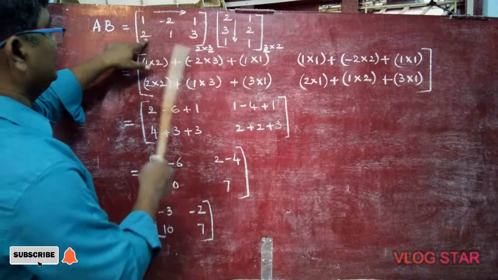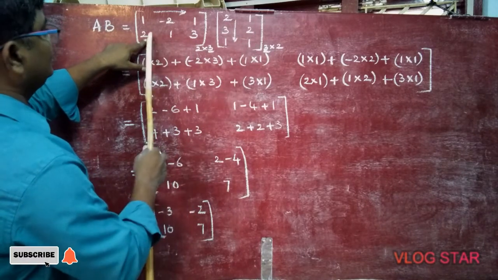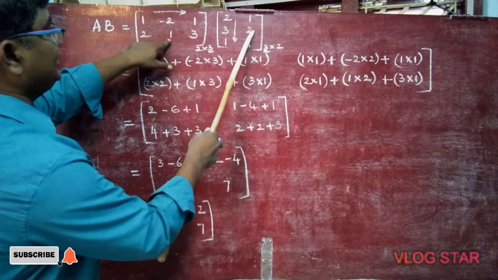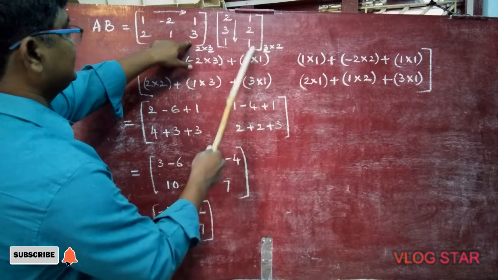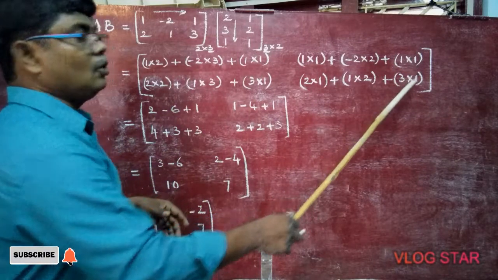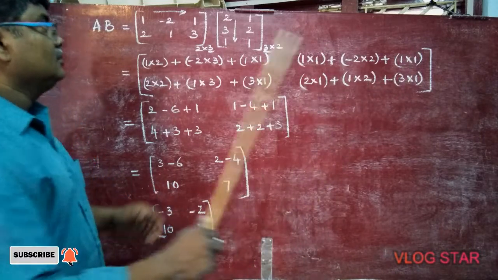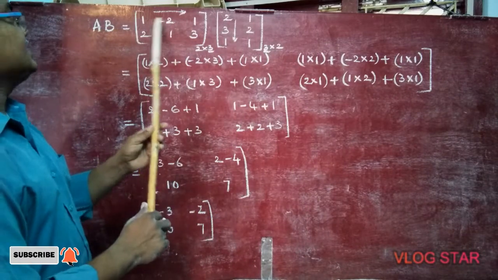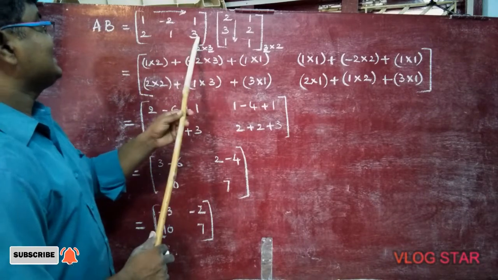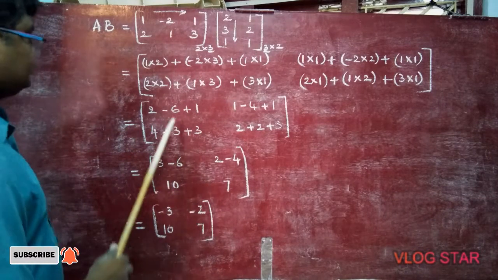Next, again the same row with the second column. 2 into 1 plus 1 into 2 plus 3 into 1. If you do this correct, your whole problem is correct. So be careful, you have to practice this. Row with column. Again the same row with second column. Second row with first column. Again second row with second column. Practice will make you perfect.